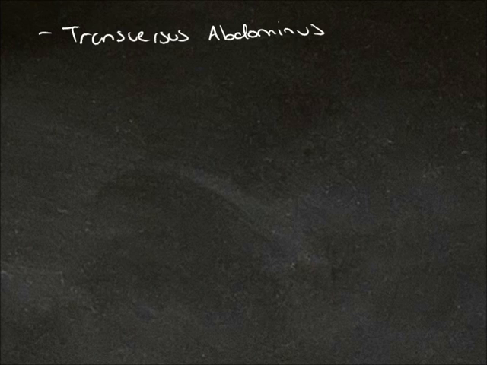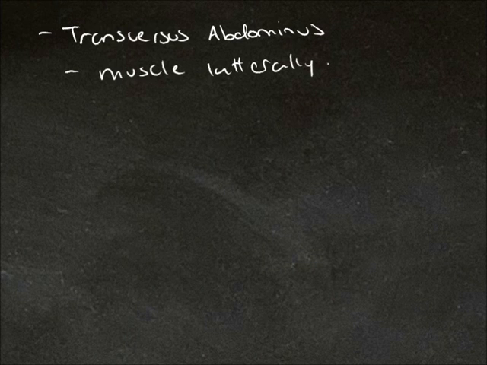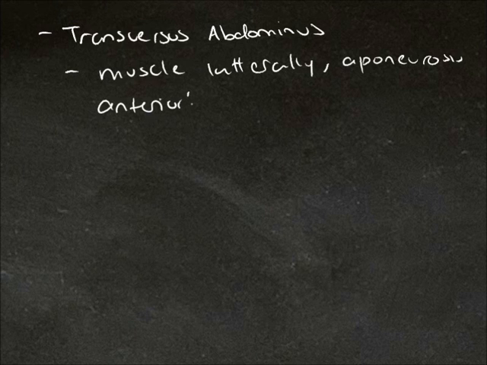Moving on to transversus abdominis. This is muscle laterally and aponeurosis anteriorly. The fibers go in a horizontal direction.